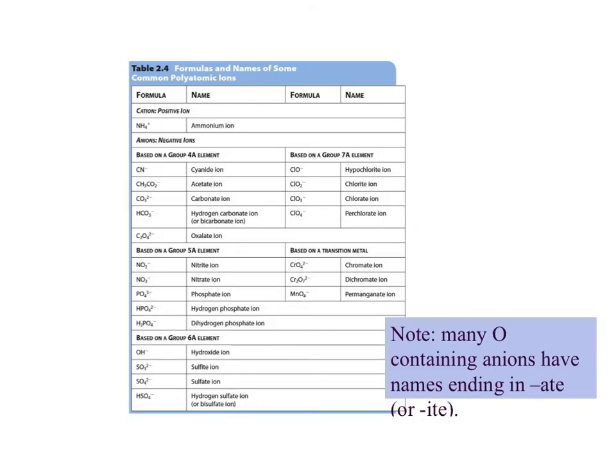This table lists the more common polyatomic ions. And so, for instance, if we have a molecule NH4 with a +1 charge, that's referred to as the ammonium ion. CO3 with a -2 charge is referred to as the carbonate ion. NO3 with a -1 charge is the nitrate ion. NO2 with a -1 charge is the nitrite ion, and so forth. This chart represents some of the more common polyatomic ions. You will have to memorize the formulas, charges, and names of the polyatomic ions on this chart.